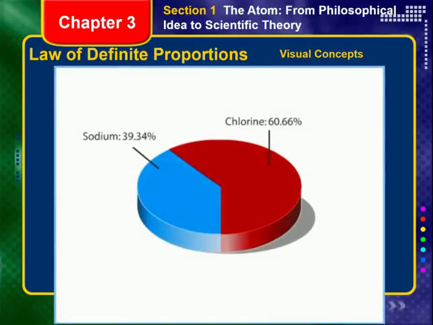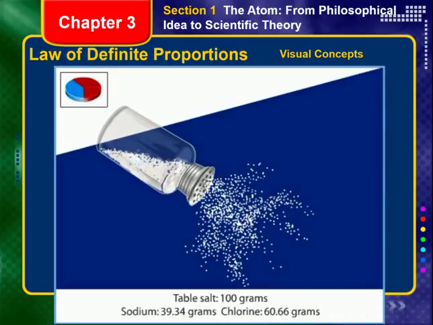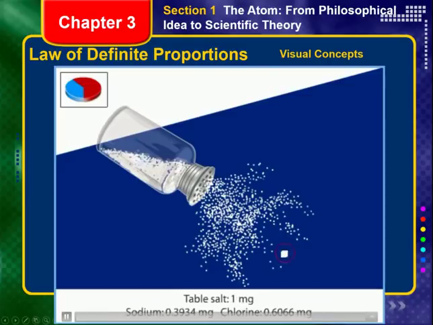Table salt, sodium chloride, always consists of 39.34% by mass sodium and 60.66% by mass chlorine, no matter how big the sample is or where it comes from. The salt in the walls of a salt mine might consist of 786.8 tons of sodium and 1,213.2 tons of chlorine, but the proportion is still 39.34% by mass sodium and 60.66% by mass chlorine. A salt shaker with 100 grams of salt would contain 39.34 grams of sodium and 60.66 grams of chlorine. The proportions are still the same. A single grain of salt still contains 39.34% by mass sodium and 60.66% by mass chlorine.